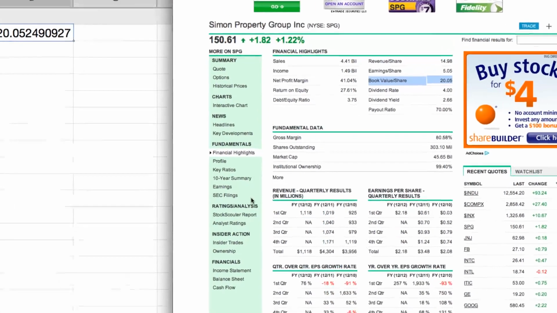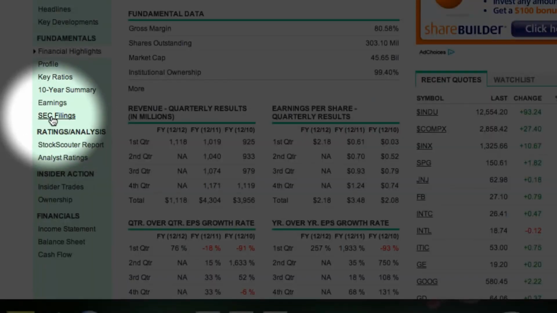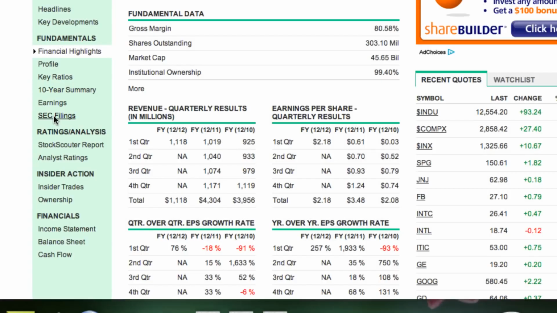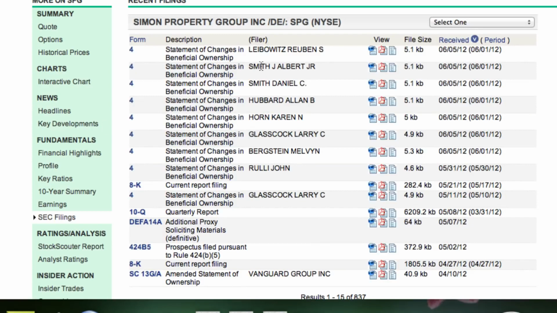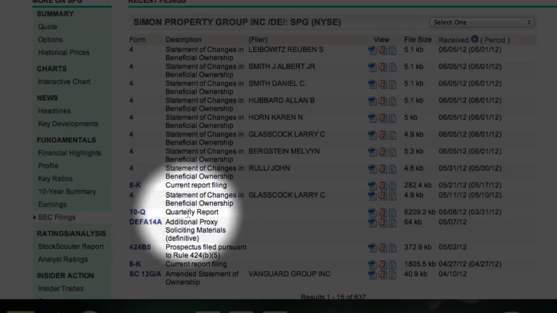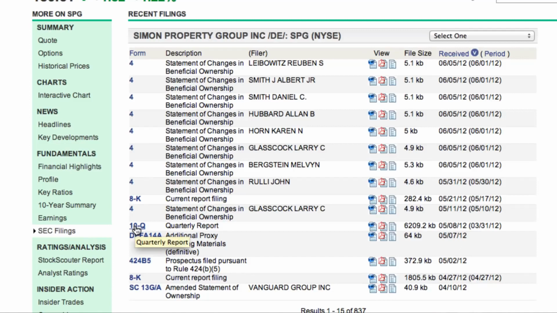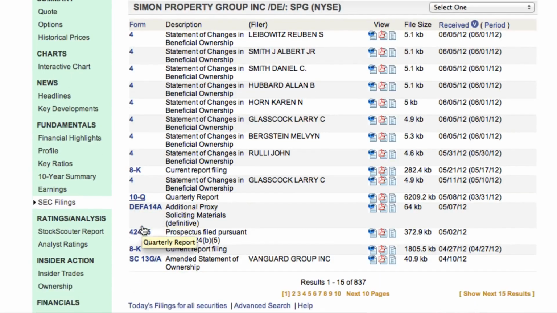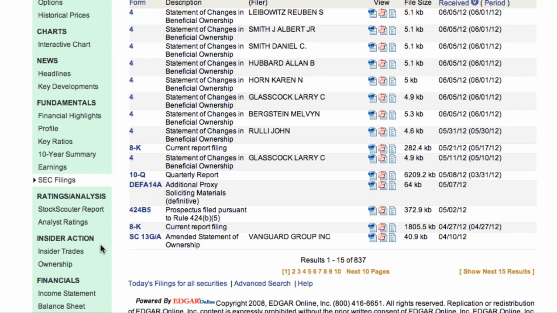So let's pull that up. You go in here, you see where it says SEC filings, and we're going to click that. It pulls up all the documents that the Simon Property Group has filed, with the date received right here. What we're looking for is the 10Q, because that's the quarterly report, and that's where all those numbers on the balance sheet we looked at earlier are actually coming from. This is the raw information, and that's the interpolated information that MSN has pulled from the report to make it easy for you to view.